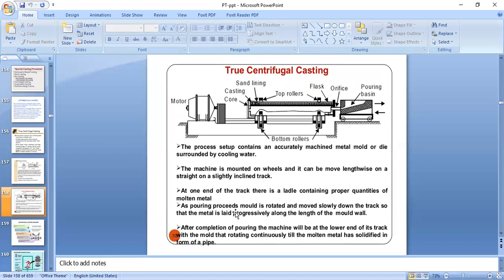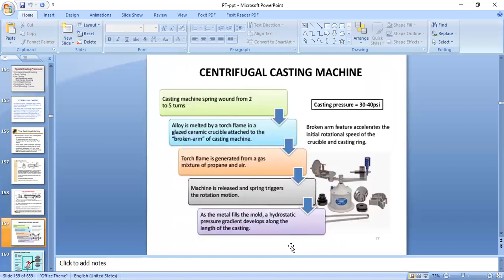As the pouring proceeds, the mold is rotated and moved slowly down the track so that the metal is laid progressively along the length of the mold wall. After the completion of pouring, the molten metal will be at the lower end of the track, with the mold rotating continuously till the molten metal has solidified in the form of a pipe. So this is the centrifugal casting machine.